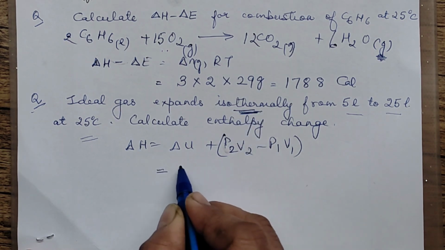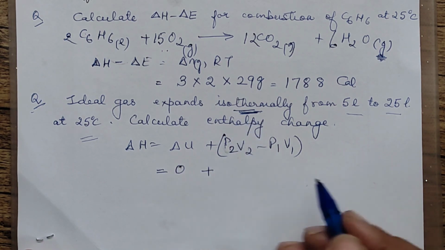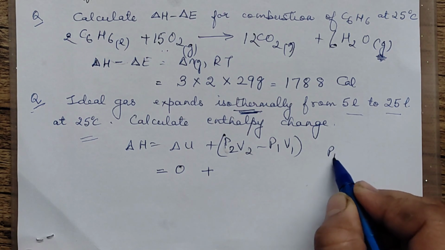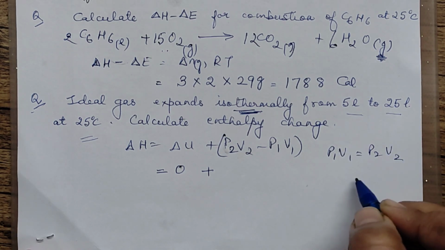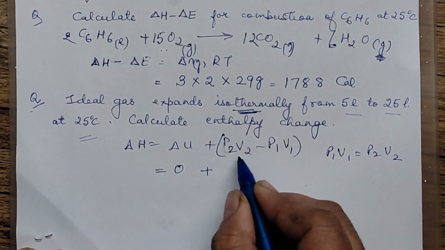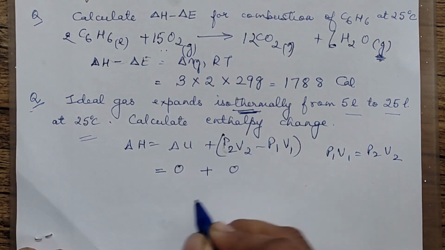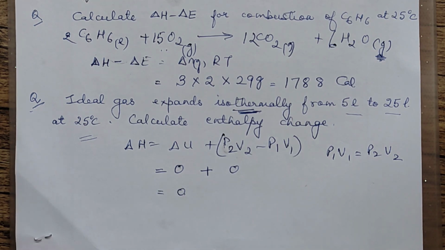Now one thing for sure, this is isothermal. Isothermal means delta U is 0. For isothermal, for pressure volume, as per Boyle's law you have P1 V1 is equal to P2 V2. That means the product of pressure volume is same, initial and final. That means this is also same. So this is 0. So in this case the answer will be 0. The enthalpy change in this question will be 0. Is this point clear?